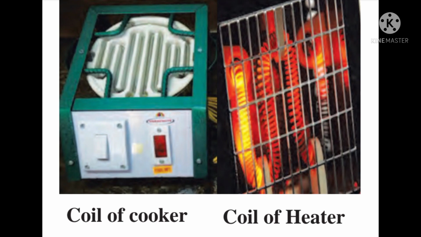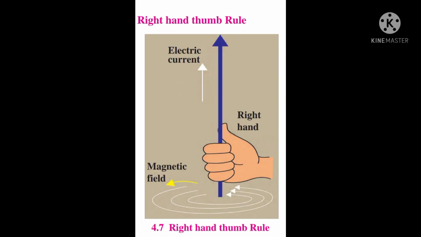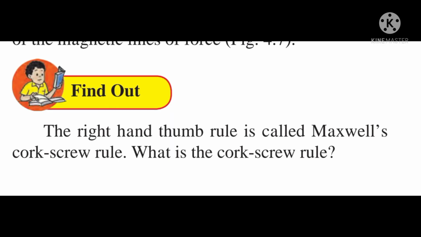So students, today we have studied the heating effect of electric current, the magnetic effects of electric current and the right hand thumb rule. Today's homework is to find out why the right hand thumb rule is called the Maxwell corkscrew rule. What is the corkscrew rule?